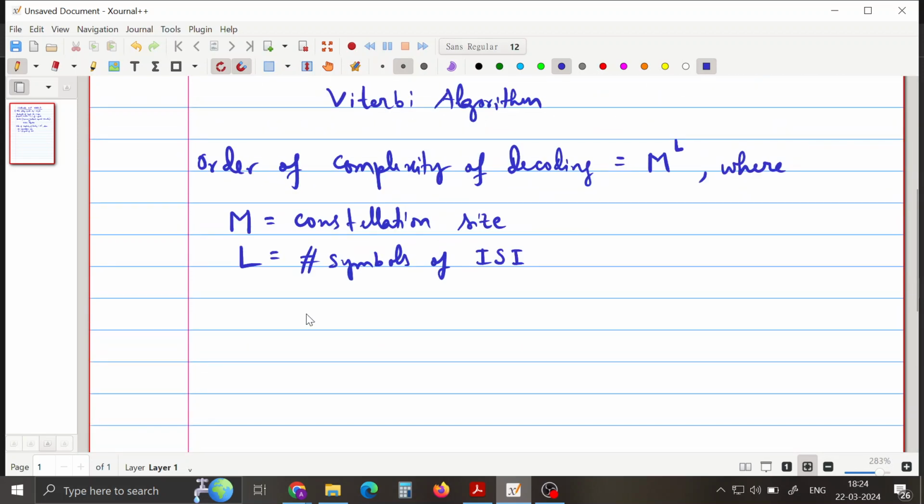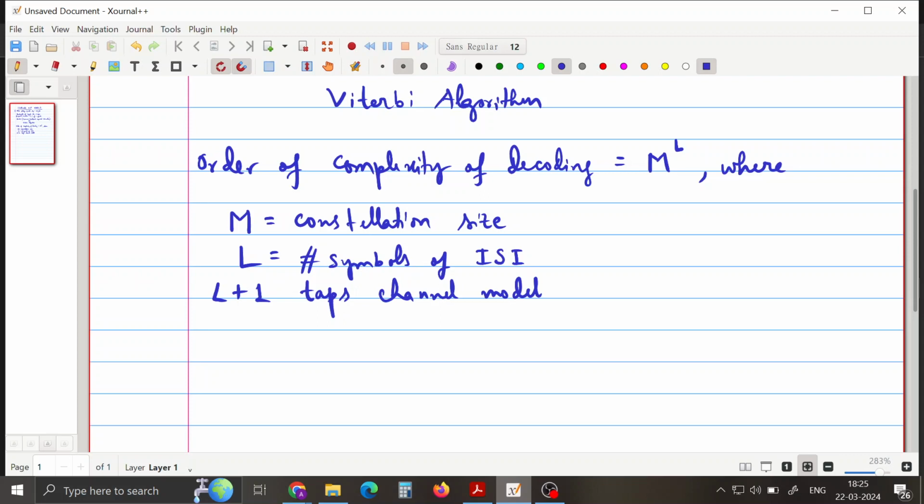So there are L symbols of ISI, but that means that there will be an L plus 1 tap channel model. It's because there are L symbols contributed by the intersymbol interference, but I also have the desired signal, right? So that plus 1 comes for the desired signal which I want to recover. In equalization, I basically want to eliminate the intersymbol interference. That's why I need these L plus 1 taps, and that plus 1 additional tap corresponds to my desired signal.